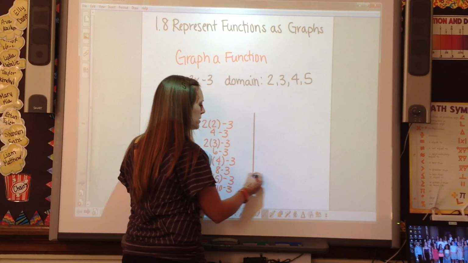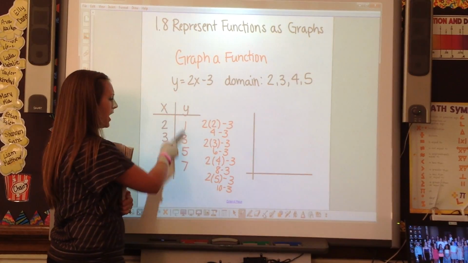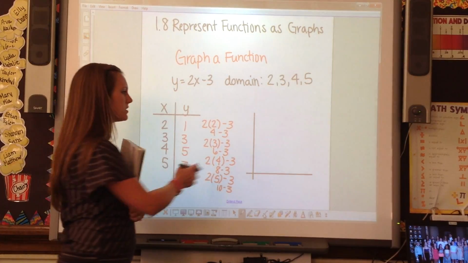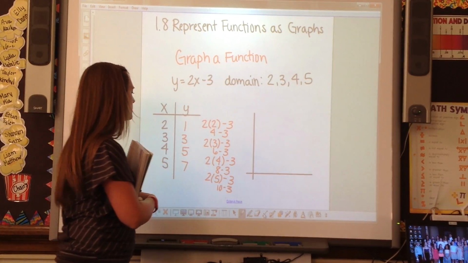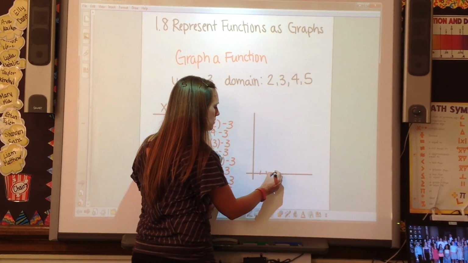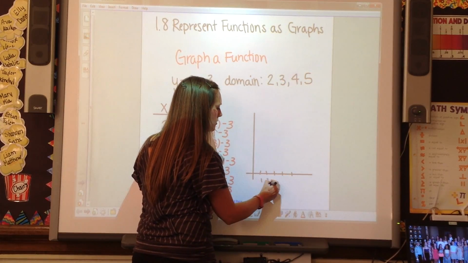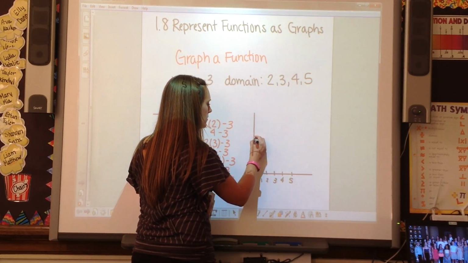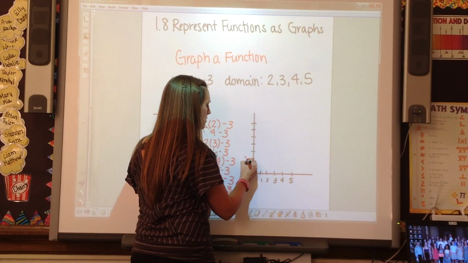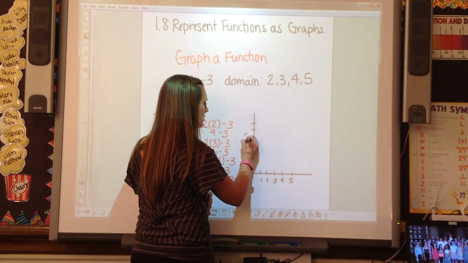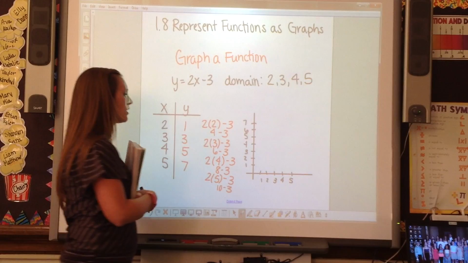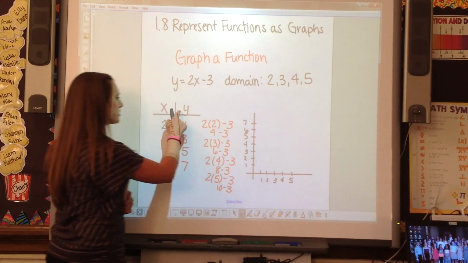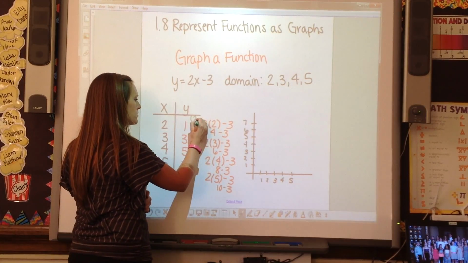I don't have to use line paper today, it's just going to be a quick graph. I notice that all my domains and ranges, my inputs and outputs, are positive, so I'm just going to use the first quadrant. Now these are my x's and these are my y's. So these are ordered pairs. My first ordered pair is 2, 1.